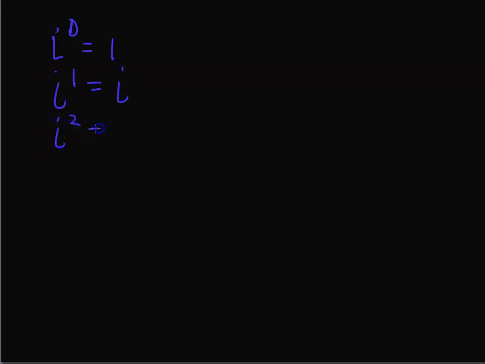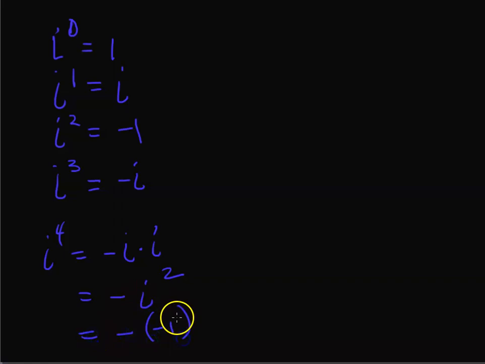i squared is defined as negative 1, because now we're squaring the square root of negative 1, but the negatives don't cancel in this case. i cubed is a negative 1 times i, so it's just a negative i. And i to the 4th is a negative i times i, but that's a negative i squared, which is the opposite of negative 1, which is 1. And so you move back up to this spot.